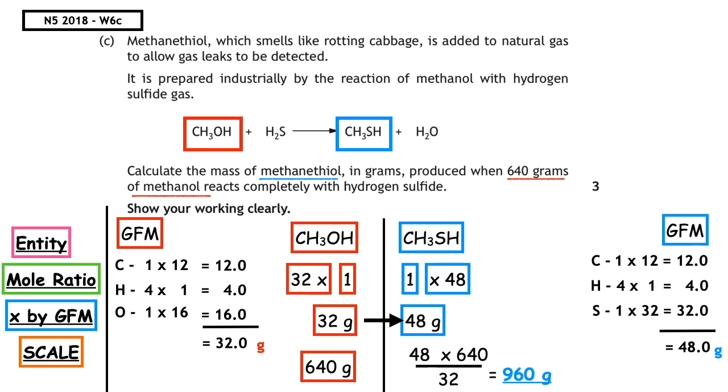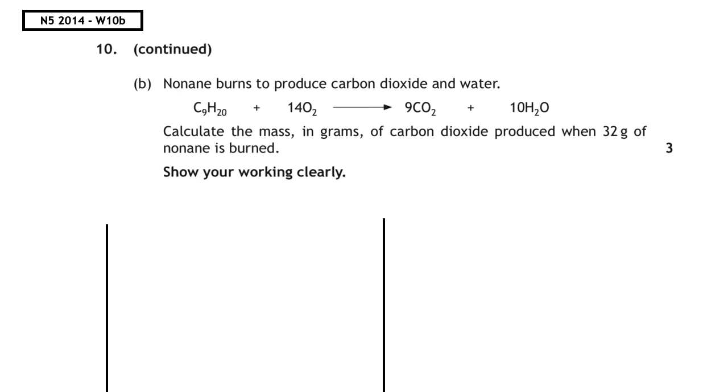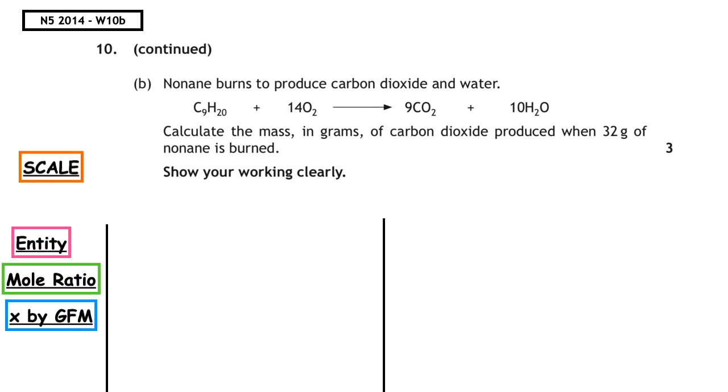of our product produced. This example is a little bit trickier because we have numbers in front of the formula we're given in the balanced equation. So remember, entity, mole ratio, unit, scale.